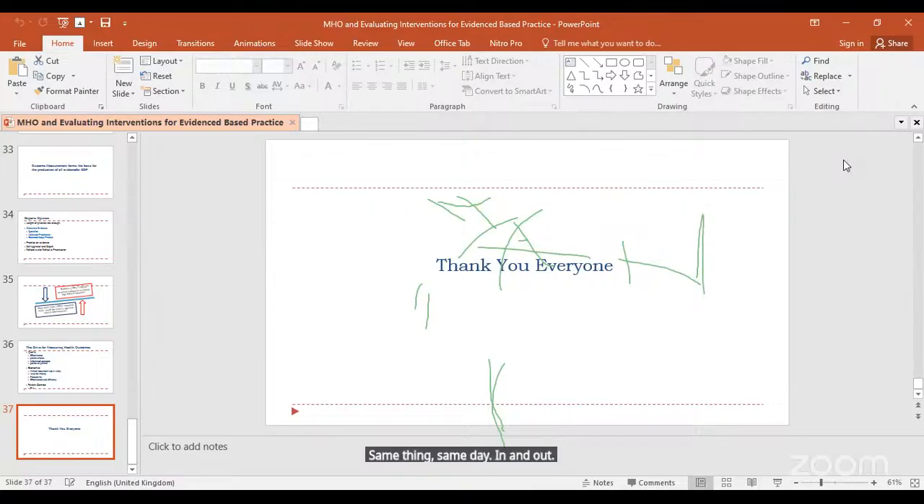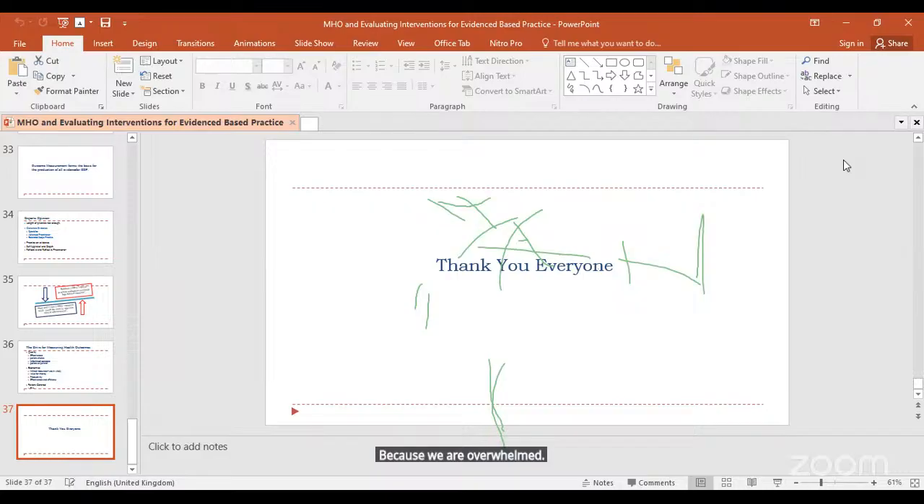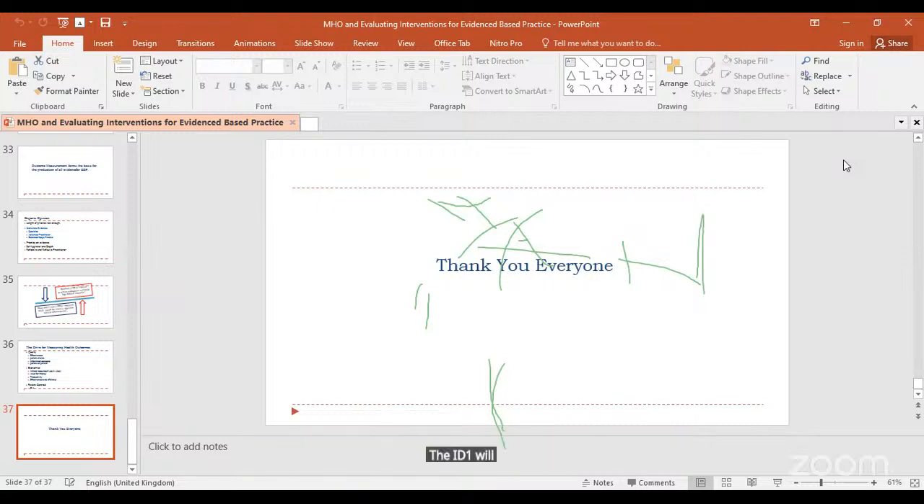With this process, we ourselves do not have the opportunity to develop our skill, to even be better, because we are overwhelmed. The reality at the end of the day is that if you quit the system, somebody will do the work. The patient that hails you today will say something else about you. And in my own experience, the patient whom you work hard to help most is the one who gives you the most problems. The patient whom you struggle to please is likely going to be the one who passes disparaging comments about you the day you fall short of their expectation.